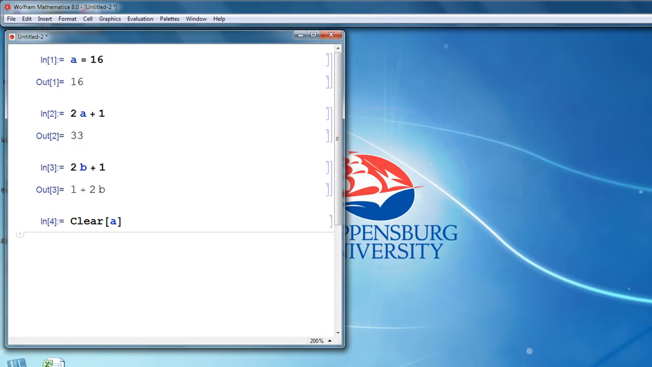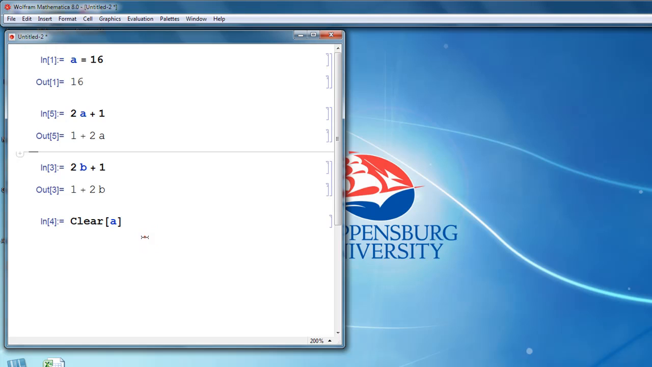Here's something interesting to keep in mind, though. Notice that in this line, we had typed 2a plus 1, and at the time, a was defined to be the number 16, and so the output at the time was 33. However, now a is undefined, so if we go back up to this line and press enter, the output we get now is simply 2a plus 1. Mathematica no longer knows what a is. But this is an important thing to keep in mind. If we change the values of variables, Mathematica does not go back and update the results of previous calculations. Those answers stay the same. So you have to be careful when you're using variables that if you change the value of a variable later on, the outputs that you got do not change to match the updated variable.